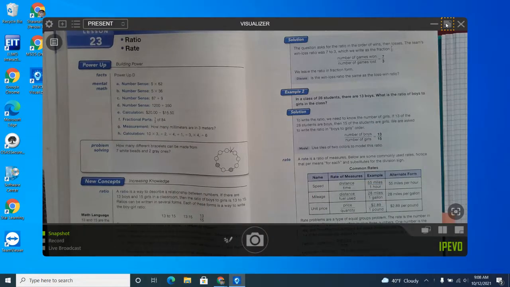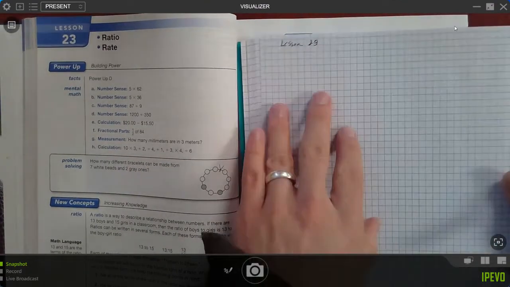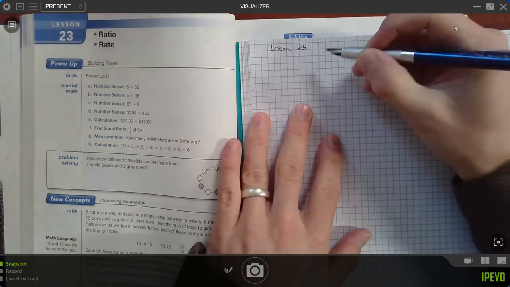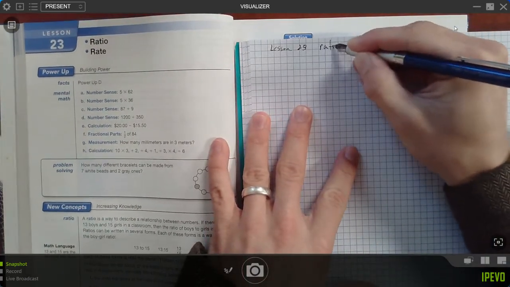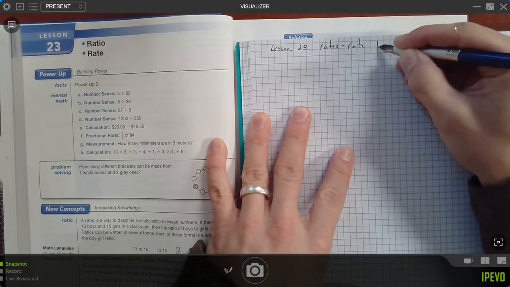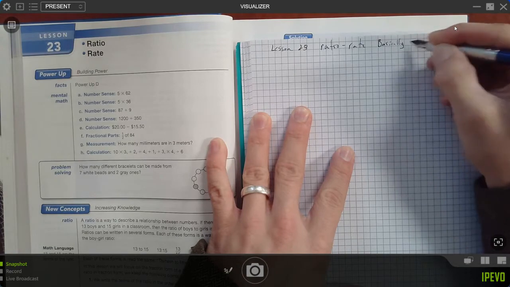Gonna go and talk to you about lesson 23, ratio and rate. I'm also gonna go ahead and write fractions in here because a ratio or a rate is also basically a fraction. So basically fractions.